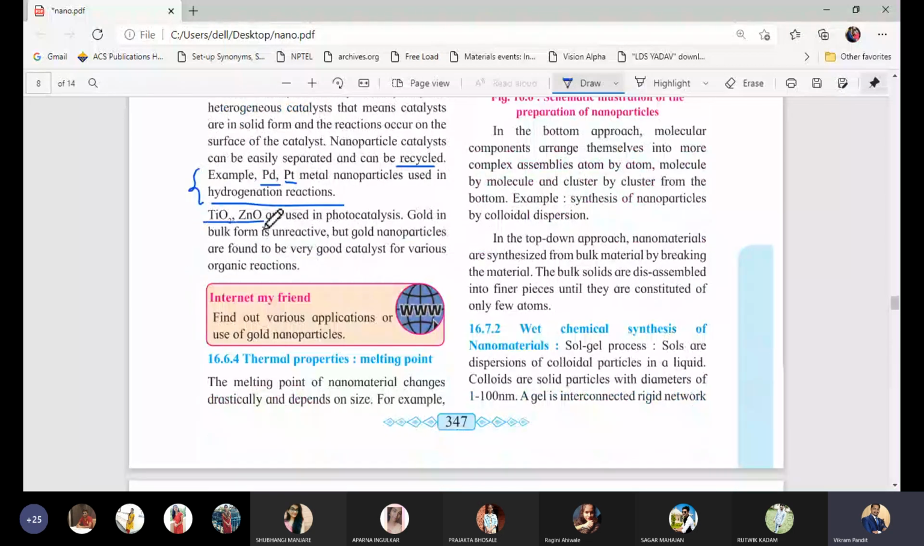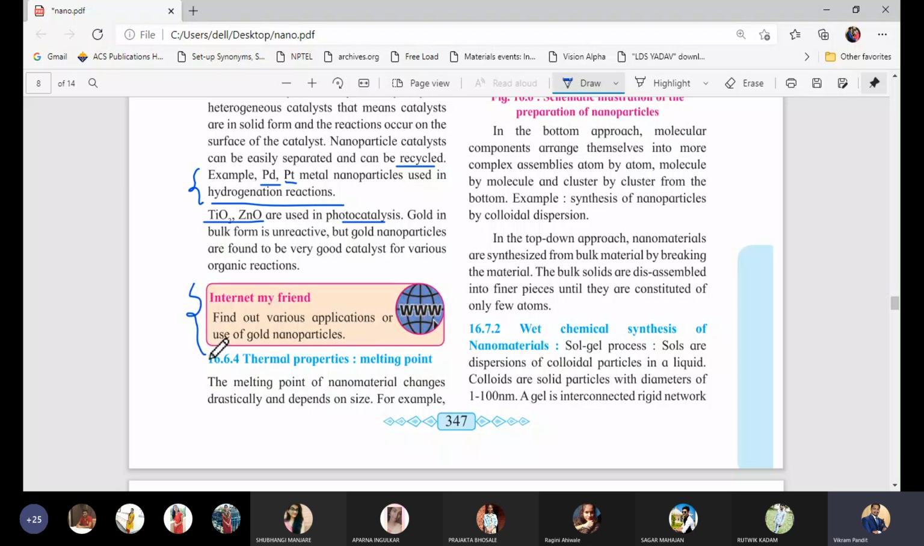Again, TiO2 and zinc oxide that we have already seen have various applications. Along with those applications, they are also known as photocatalysts. Photocatalysis is a different field. It is just the catalytic property shown by this particle in the presence of light. Okay, there are again many applications of gold, so you can also search for them on the internet.